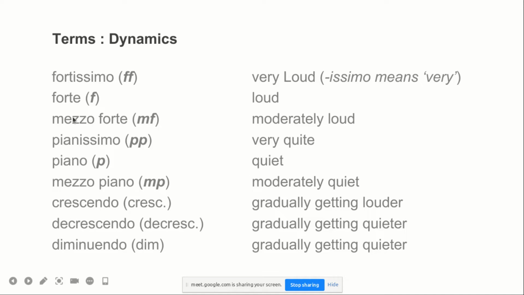So mezzo forte, mezzo is Italian for half. It literally means half. So this is half loud. Think of it as half loud. But the right way to express it is moderately loud. Literally, it's half loud. Not as loud as F. And of course, F is not as loud as FF.